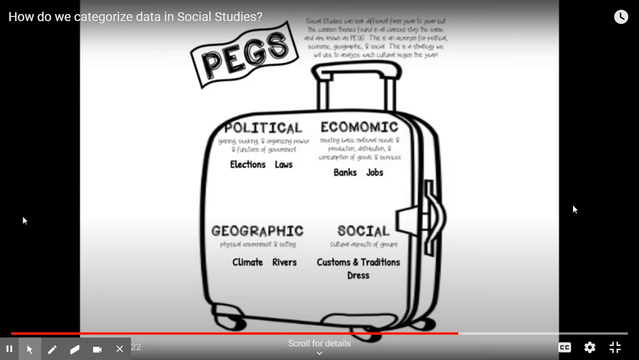So how do we categorize data in social studies? PEGs, and we'll be using this all school year long. And for the rest of your time in school in history, you'll probably be using these four major themes: political, economic, geographic, and social.